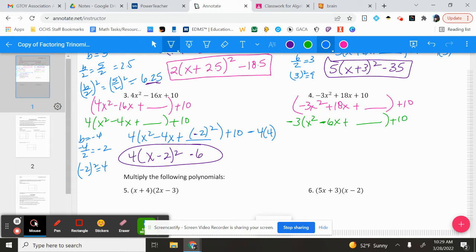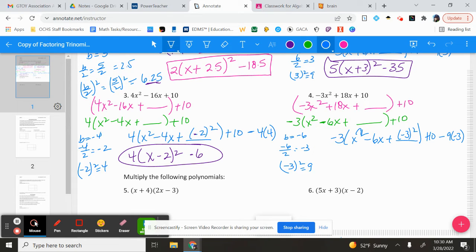In this case, my b value is negative 6. So negative 6 divided by 2 gives me negative 3. Negative 3 squared is equal to 9. So as I'm getting ready to actually complete the square, negative 3 times x squared minus 6x plus, because remember we're putting it in, that's where I get my negative 3 squared plus 10. And if I put it in, I also have to take it out, so I'm going to subtract.